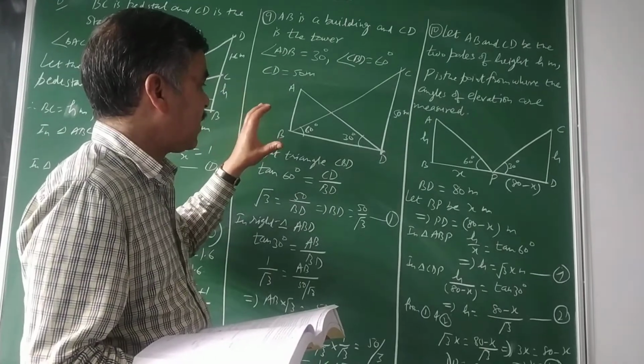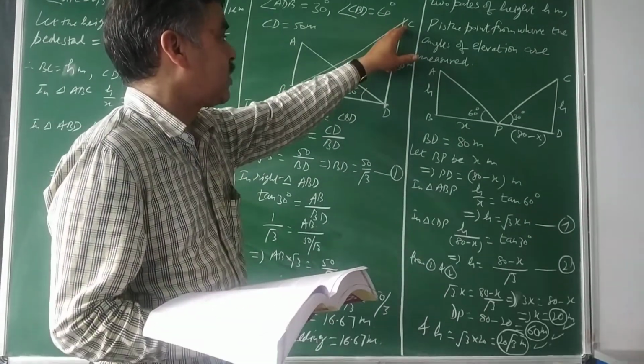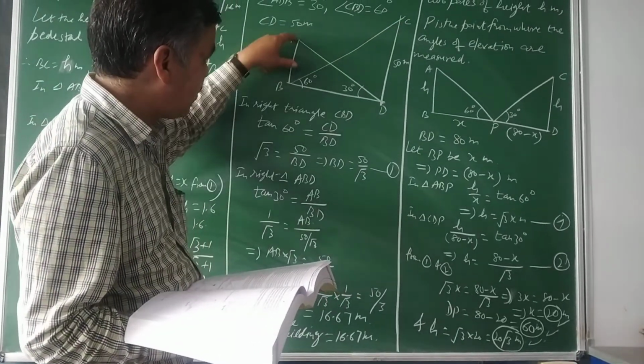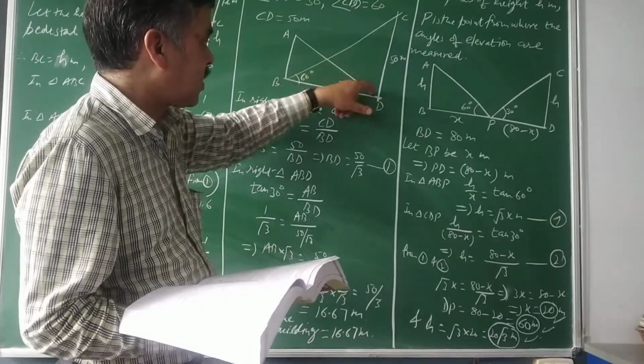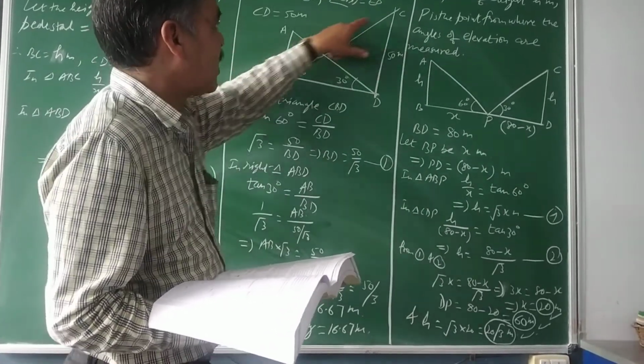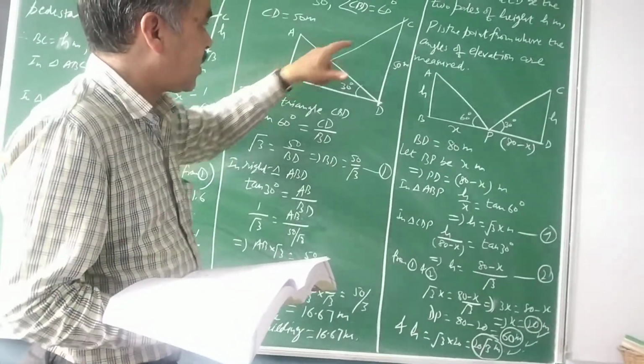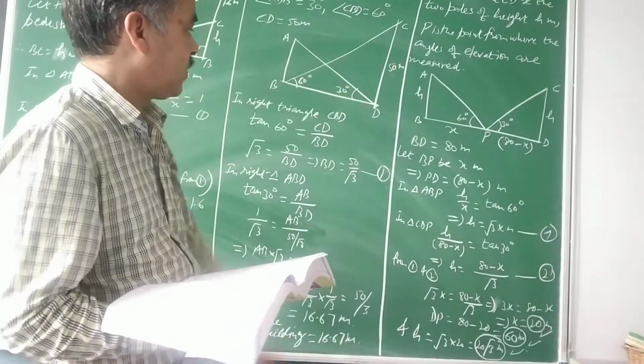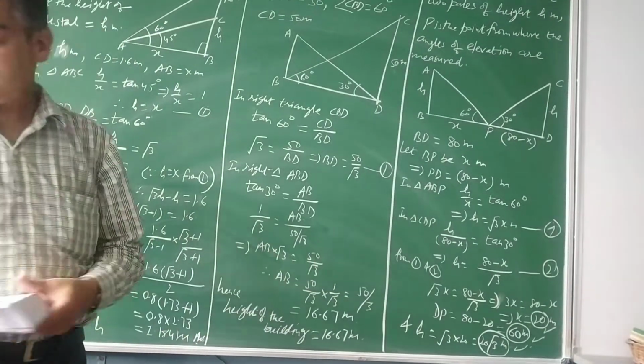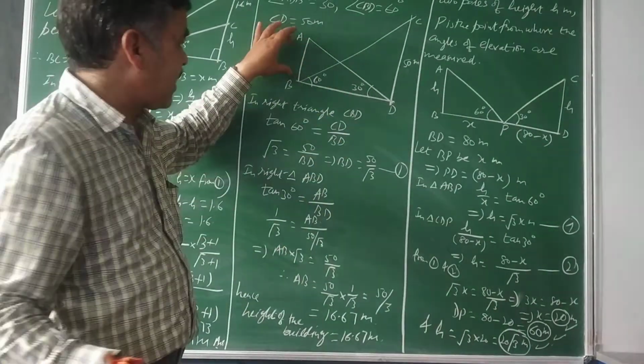And the angle of elevation of the top of the tower from the foot of the building. Now if this is the building and this is the tower, so from the foot of the building, the angle of elevation is given equal to what? 60 degree. And then the total height is given equal to what? 50 meters. So now you need to calculate this height.